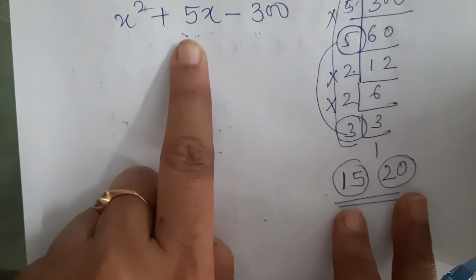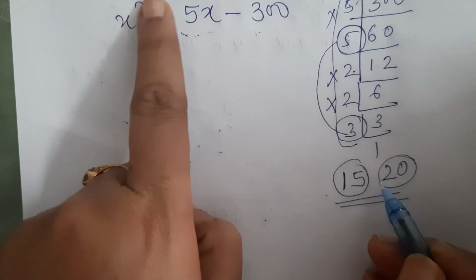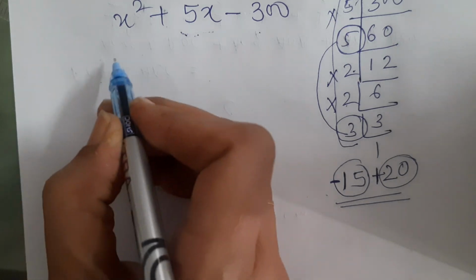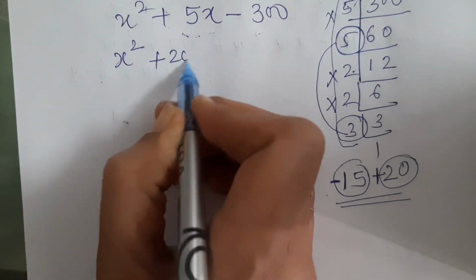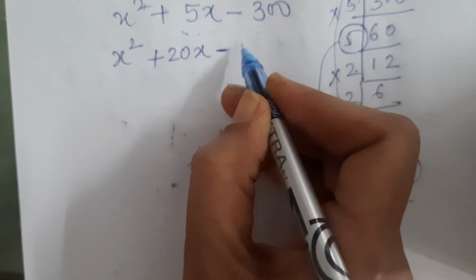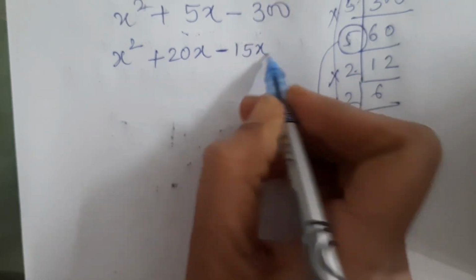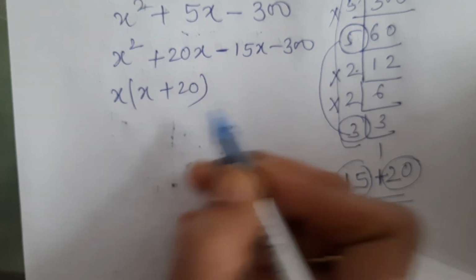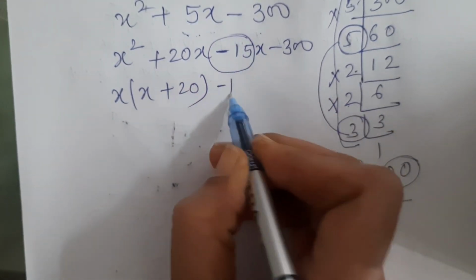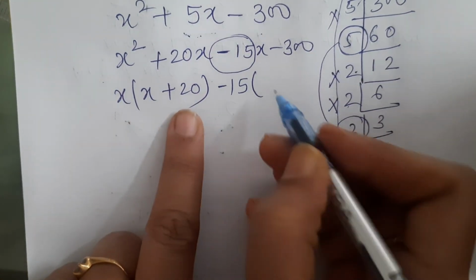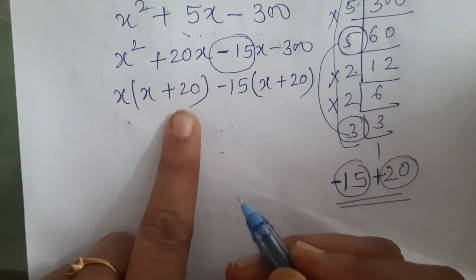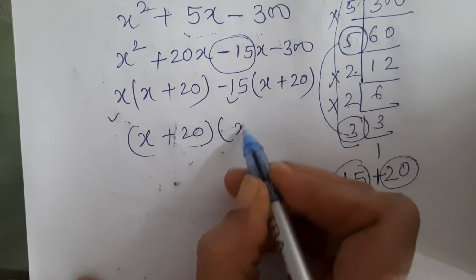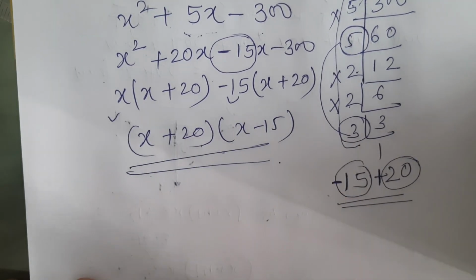As I told, if we get the middle number by subtraction, we need to give the sign of the question to the bigger number and the opposite sign to the smaller number. So let's start out with the solution. Here the bigger number is 20, so plus 20x, and the opposite sign to the next number, that is minus 15x minus 300. Now x is common there, so it's x plus 20. Here we can take the whole number as common, minus 15, and as I told, repeat the same bracket. So x plus 20 and the common one, x minus 15. So this is our final answer.